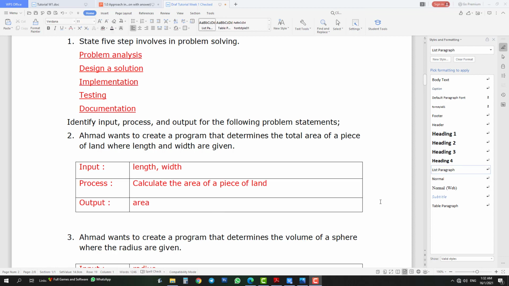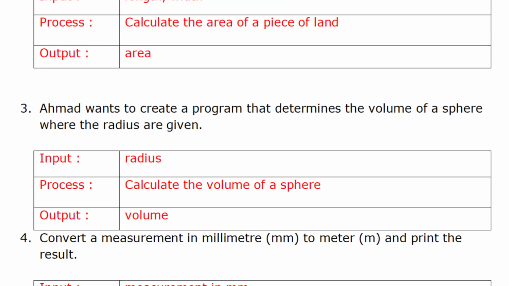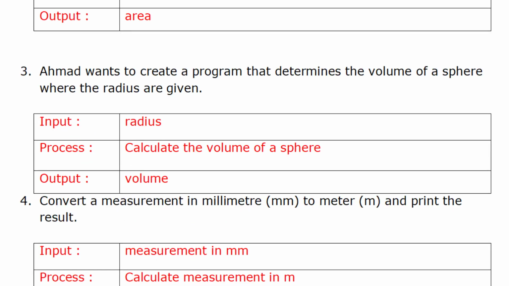Now we will continue to question number 3. What is question number 3? Ahmad wants to create a program that determines the volume of a sphere where the radius is given. What does the question need? The question needs to calculate the volume of the sphere. So the output is volume of sphere. This is step number 1.